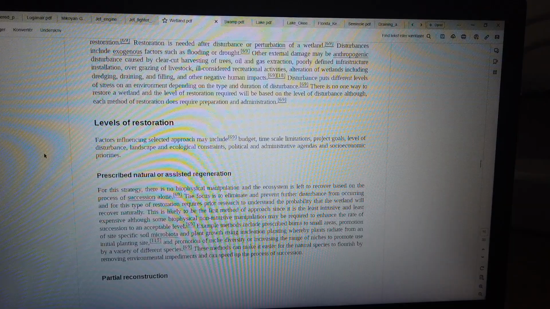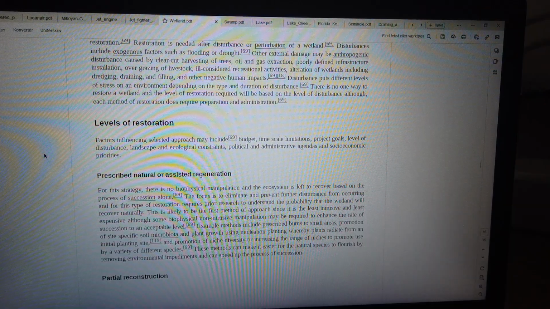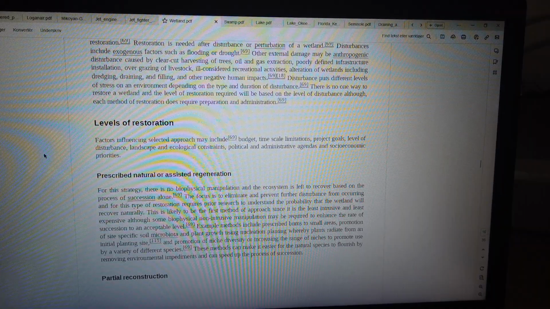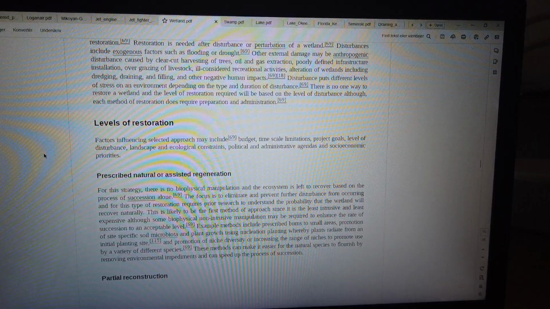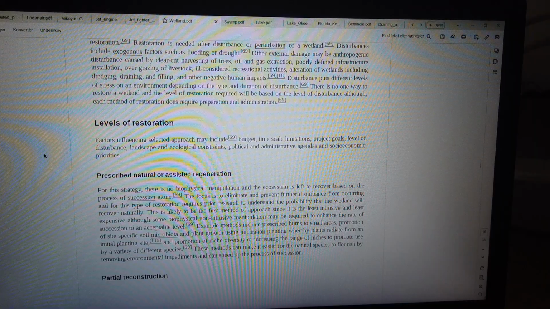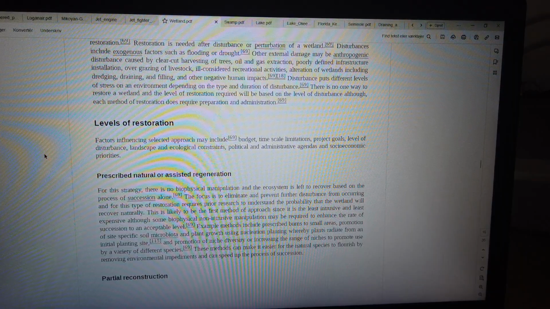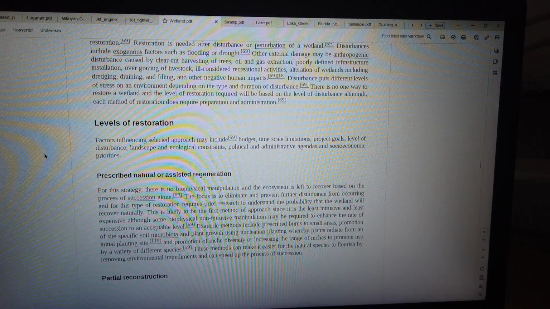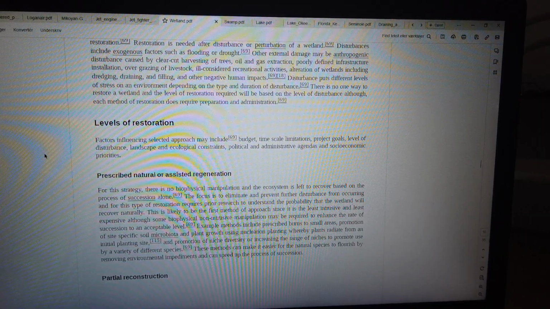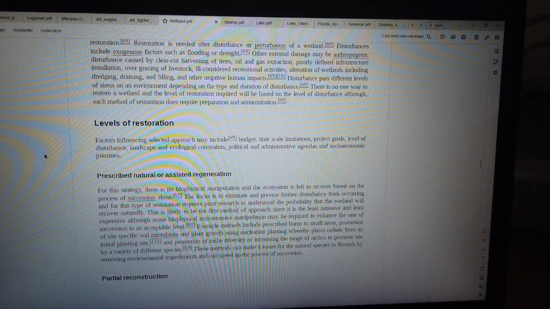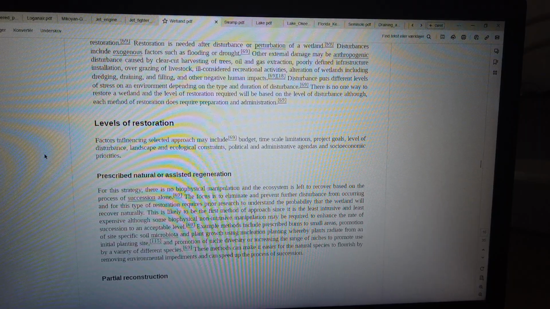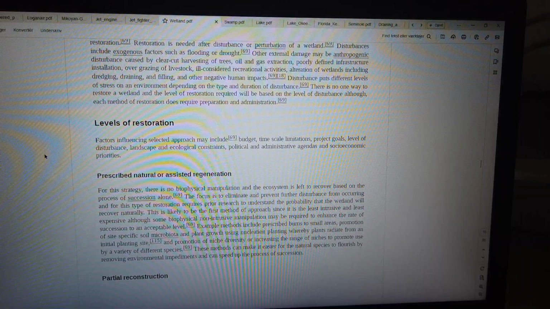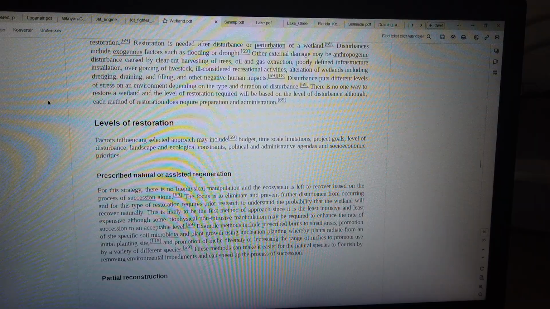This is likely to be the first method of approach since it is the least intrusive and least expensive, although some biophysical non-intrusive manipulation may be required to enhance the rate of succession to an acceptable level. Example methods include prescribed burns to small areas, promotion of site-specific soil microbiota, and plant growth using nucleation planting, whereby plants radiate from an initial planting site, and promotion of niche diversity or increasing the range of niches to promote use by a variety of different species. These methods can make it easier for the natural species to flourish by removing environmental impediments, and can speed up the process of succession.